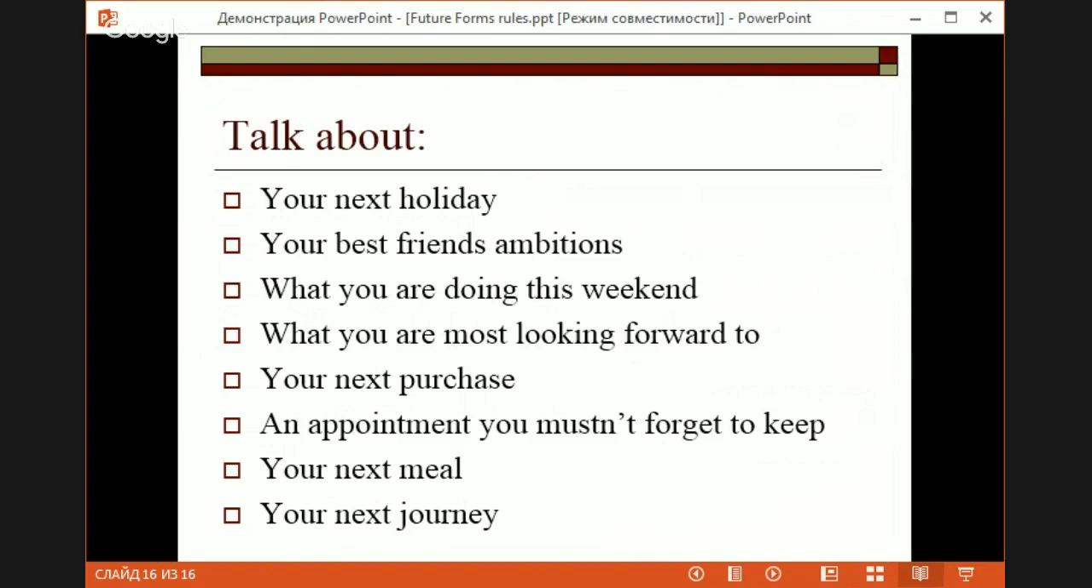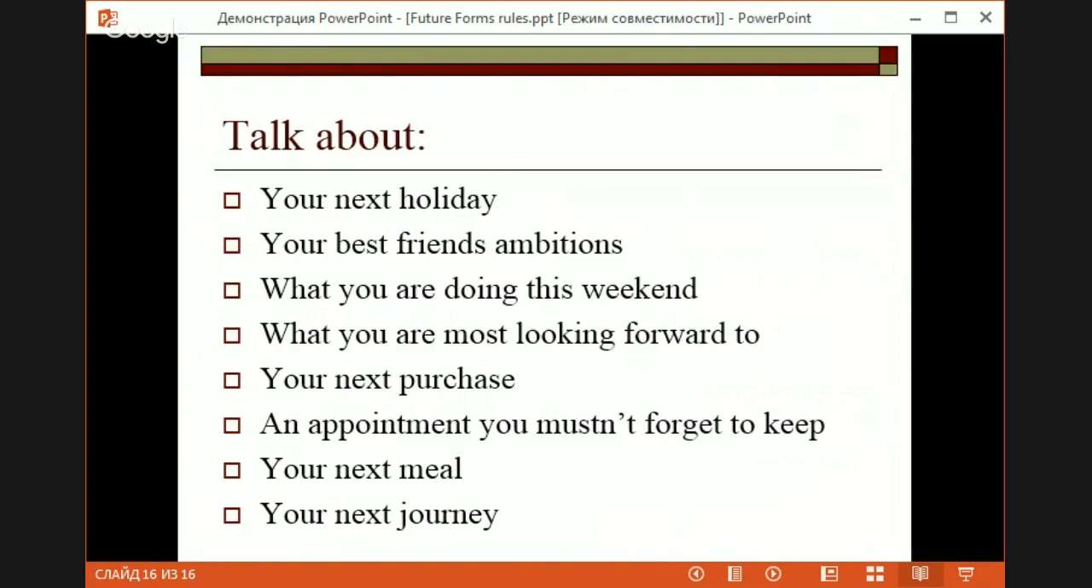What are you doing this weekend? This is about arrangements. What are you most looking forward to? These are your expectations. So it can be, again, any construction. Your next purchase, what you are planning to buy, an appointment you mustn't forget to keep, your next meal, and your next journey. Think about this. Think how to answer, what kind of constructions can be used to answer these sentences.